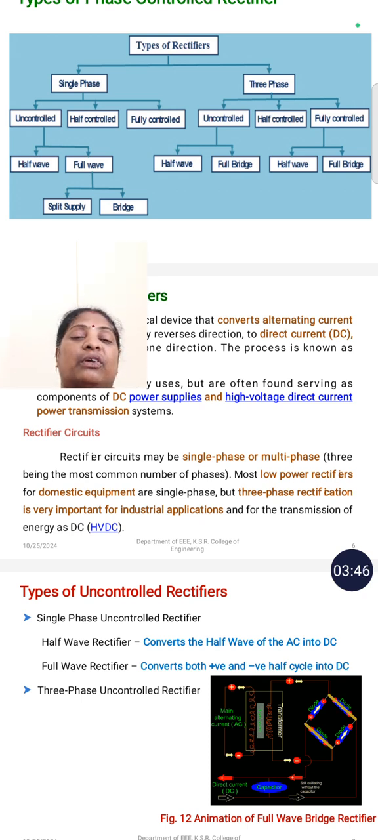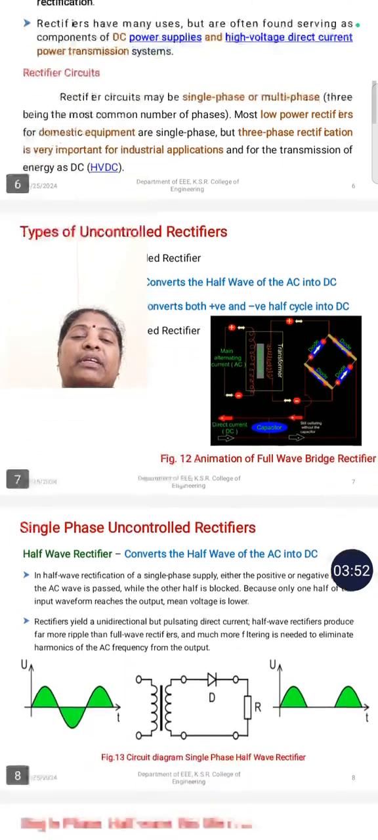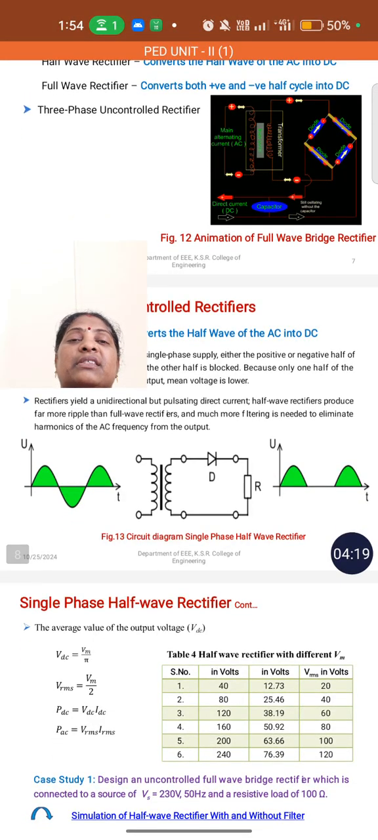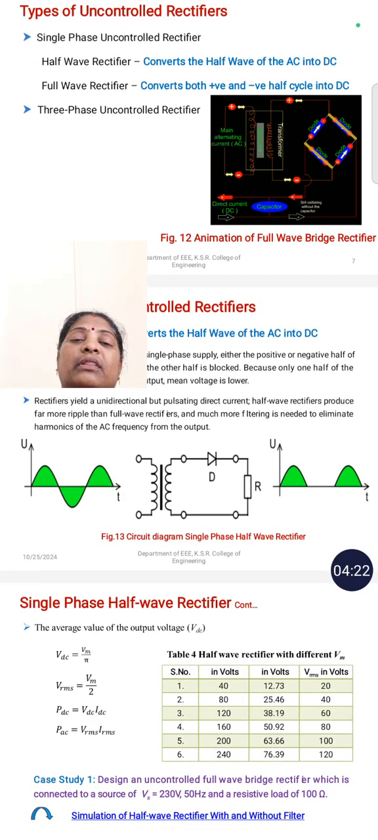These are the uses for single phase and three phase rectifiers. The single phase uncontrolled rectifier is classified as a half wave rectifier and a full wave rectifier. A half wave rectifier converts the half wave of the AC into DC. A full wave rectifier converts both the positive and negative half cycles into DC. Then there are three phase uncontrolled rectifiers. These are the types of uncontrolled rectifiers.